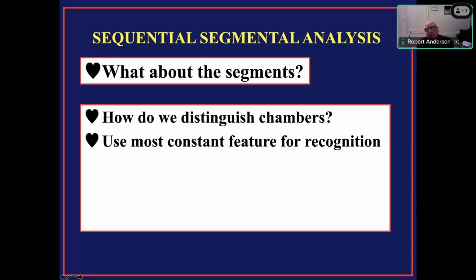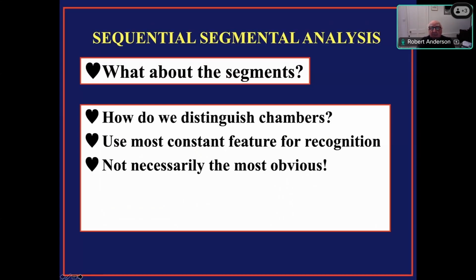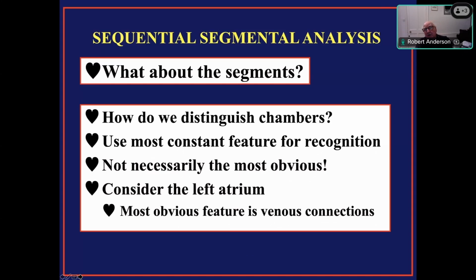And the first question we had to ask: how do we distinguish between the chambers? And here we use the most constant feature for recognition. We didn't always do this, because the most constant feature is not necessarily the most obvious. As an example of that, we can consider the left atrium. Because when we started, and still often in the segmental approach, it is the venous connections that are considered to be the major feature of the atrial chambers.